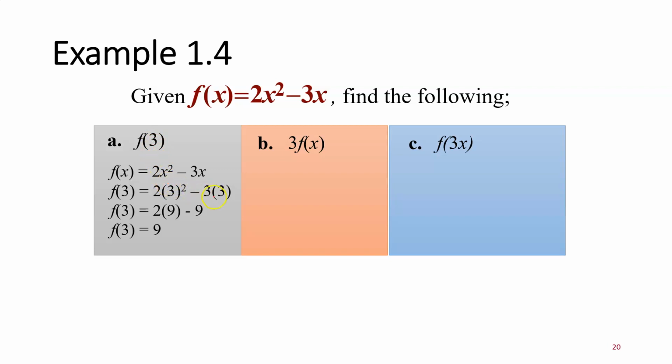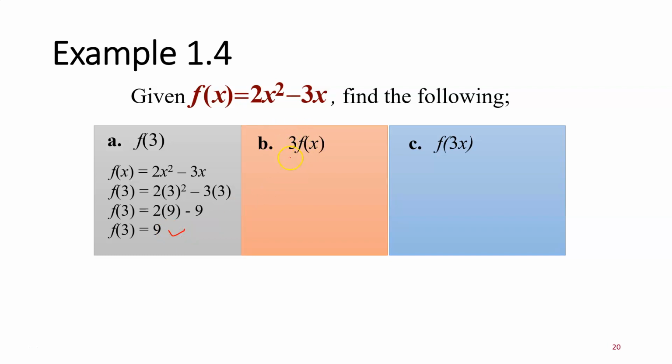So now, originally you have this one. All the x you will substitute with 3. You ganti masuk 3 tu ke dalam x. So you have 2 times 3 square minus 3 times 3. So when you key in the calculator, you get f(3) equal to 9.